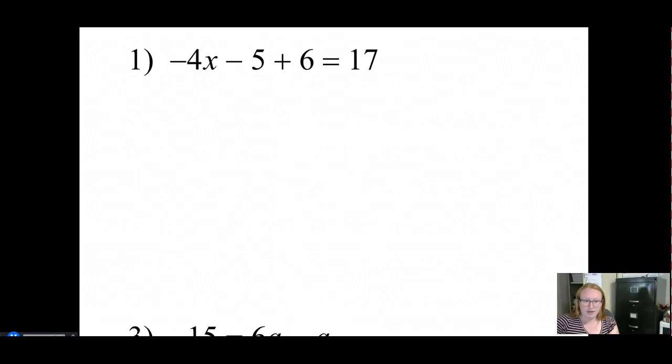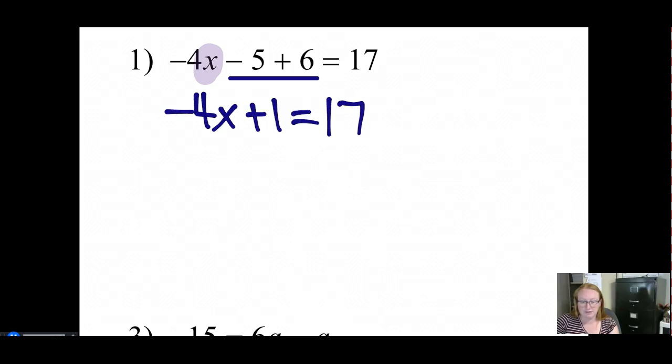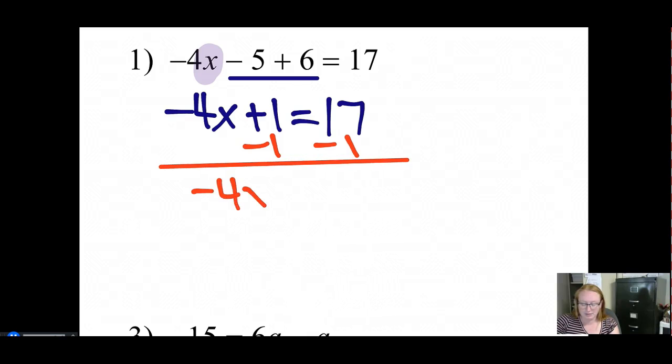Right here, I'm looking here. The whole goal of these problems is to get x by itself. So I'm shading in that x. Okay? Right now I can combine a few like terms. So right there I have negative 5 plus 6. When I add those together I get positive 1 equals 17. Okay? So I'm going to go ahead and subtract 1 on both sides. And I get negative 4x equals 16.